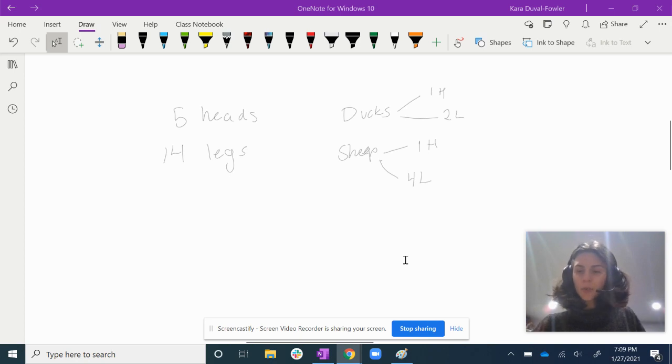Hey everyone, this is a recap of the duck and sheep problem so far. What we were told is that the barnyard has only ducks and sheep, and that there are 5 total heads and 14 total legs. We also know from our knowledge of barnyard animals that ducks have 1 head and 2 legs, and that sheep have 1 head and 4 legs.